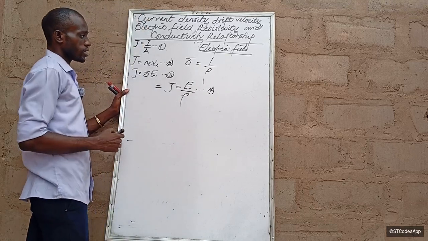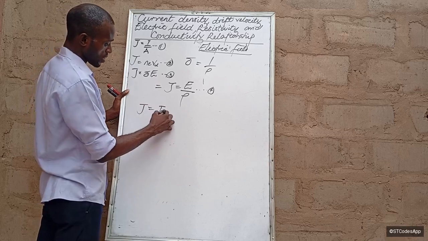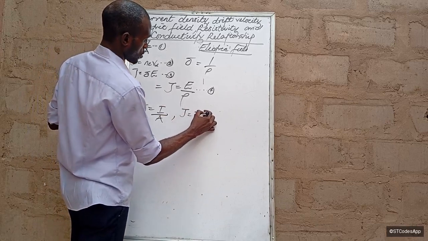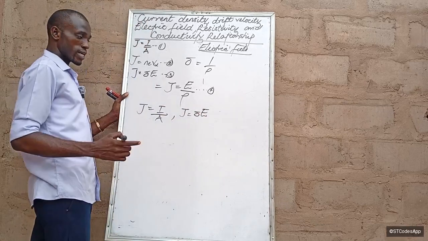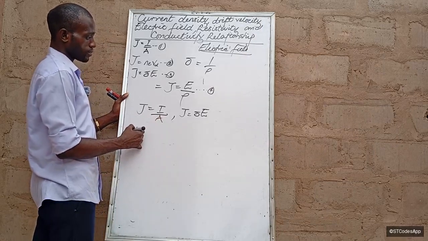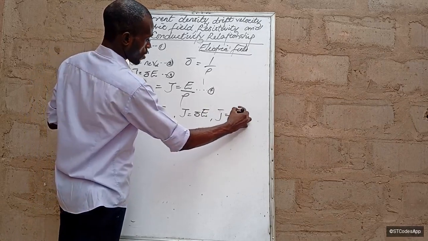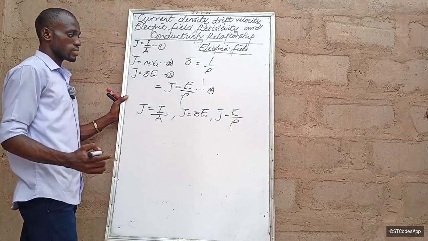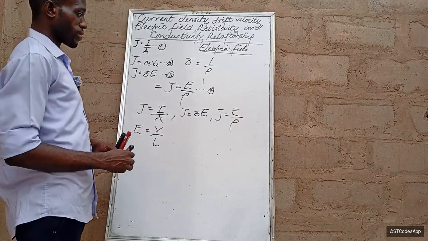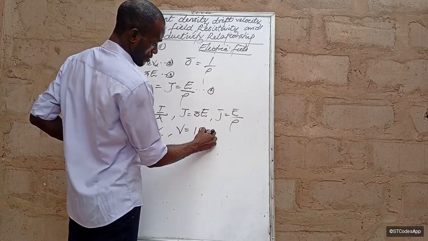Okay, so having all of these equations, we already know that J is I over A. We know that the same J is conductivity times E. And we know again that the same J is E over rho, and E is V over L. Okay, from here, let's see if we can derive something. And also that V is equal to IR.